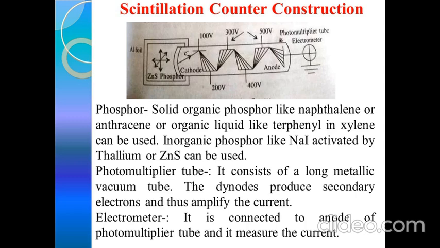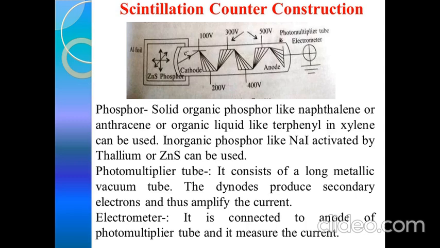Phosphor is surrounded by a thin aluminum foil. It acts as a reflector and reflects the tiny flashes to the photomultiplier tube. 2. Photomultiplier tube. It is known as an electron multiplier tube. This is the middle portion of the device.